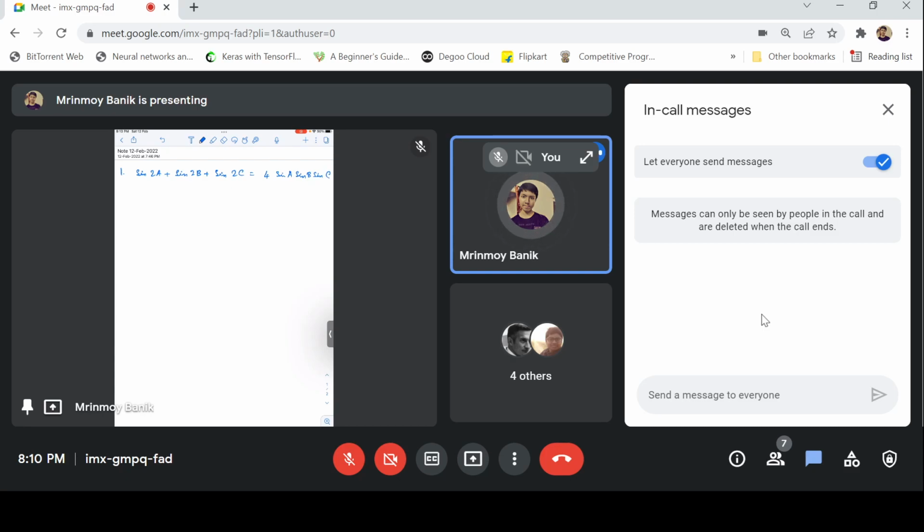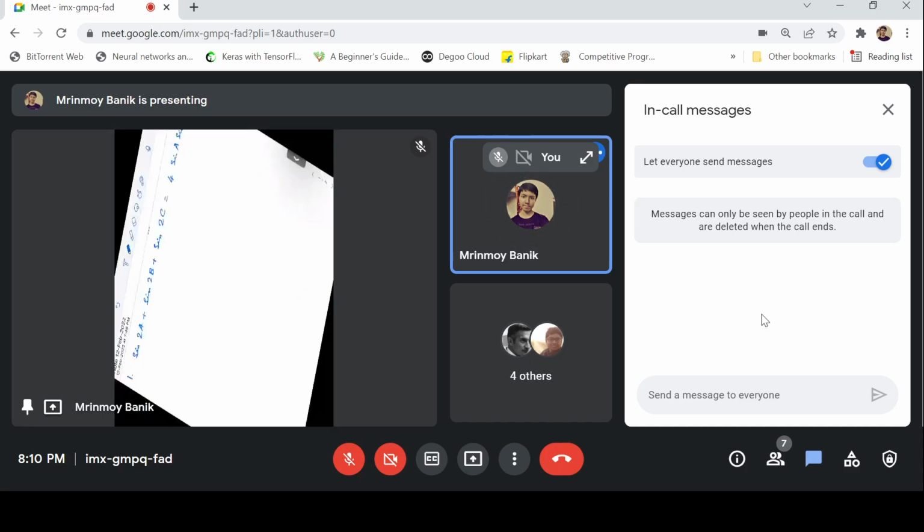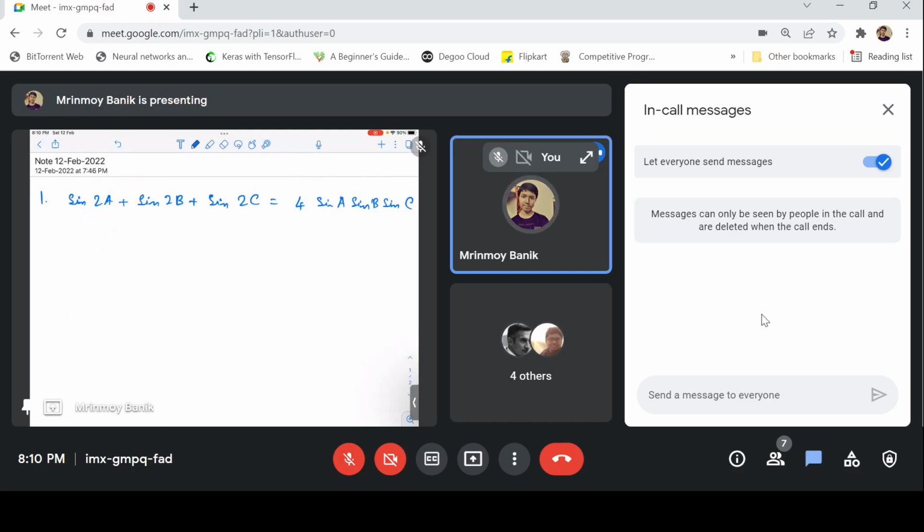Is this portrait mode okay, or should I switch to landscape? I think this is better. Okay.